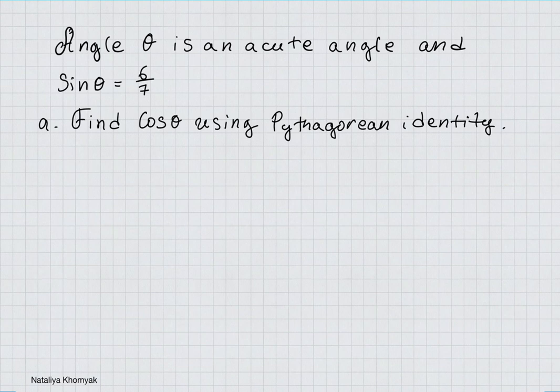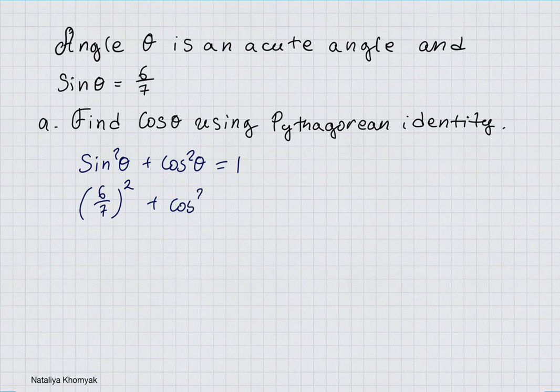Angle theta is an acute angle, and sine of theta is 6 out of 7, and we have to find cosine of theta using Pythagorean identity, which is sine squared theta plus cosine squared theta is equal to 1. And let's substitute what we know. We know that sine is 6 out of 7, and it's still squared, plus cosine squared theta, and it's equal to 1. So let's solve for cosine.